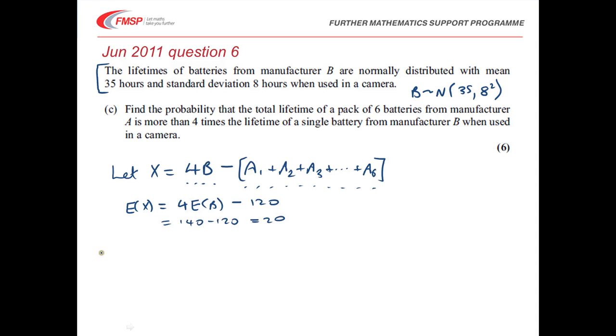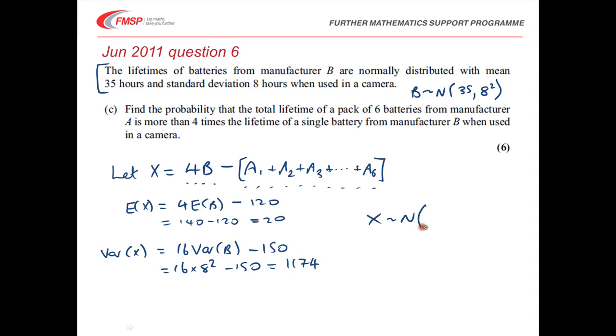Now the variance of X. Going back to our original idea, the variance of X is going to be 16 times the variance of B, because it's a function, plus, and again we worked out the variance previously as being 150. So that's going to give me 16 lots of 8 squared plus 150, which gives me 1174. So in other words, X is a normal distribution of 20, root 1174 squared.